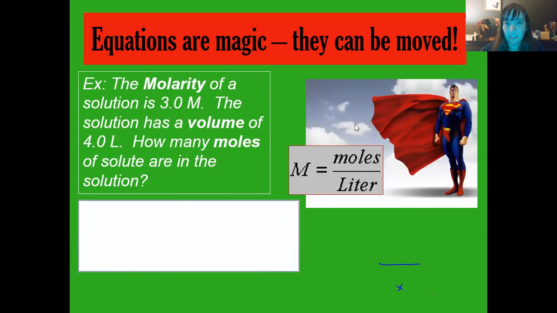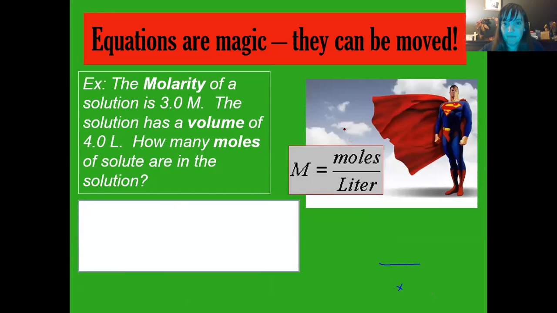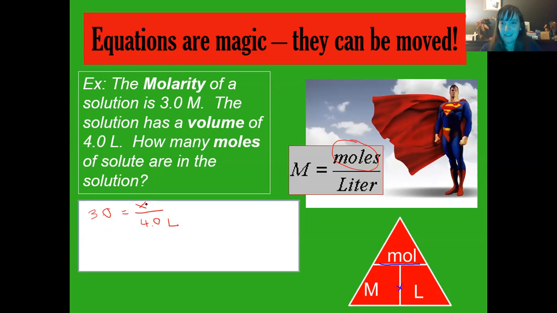So one way to do that is just use your algebra skills to solve for x. So you would just say 3 molar equals x moles over 4 liters. And then liters times molarity would give you moles. If that makes you queasy, there's also this wonderful trick called the magic triangle.